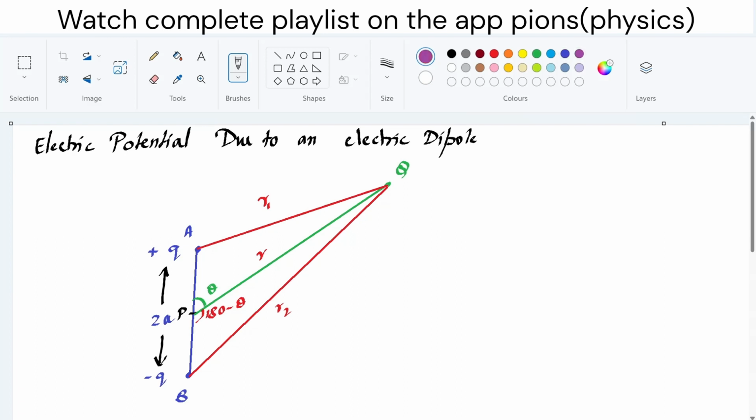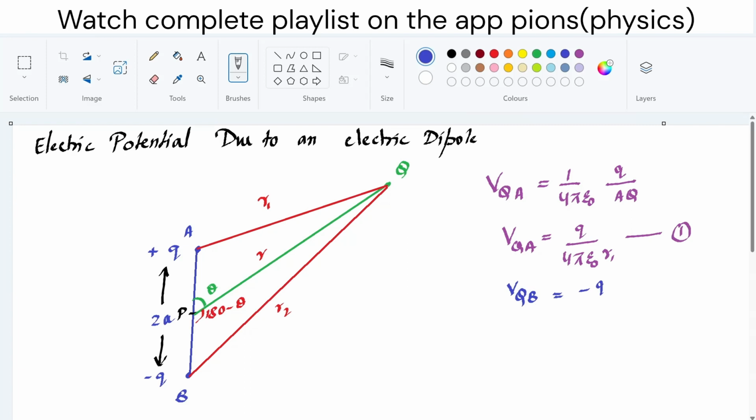First of all, what will be the potential at point Q due to the charge placed at A? It will be 1 by 4 pi epsilon naught, times the charge placed at A, which is q, upon the separation AQ. AQ is R1, so it is q upon 4 pi epsilon naught R1. This is our potential at Q due to A, equation number 1. Now let's find the potential at Q due to our second charge placed at B. That will be minus q upon 4 pi epsilon naught R2, where the separation is BQ.